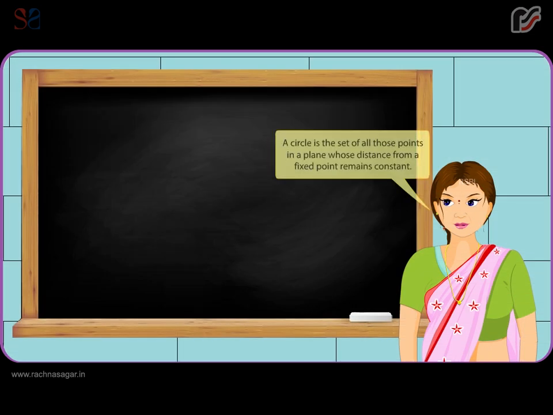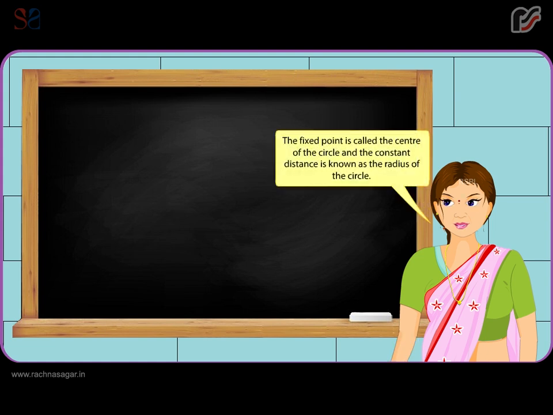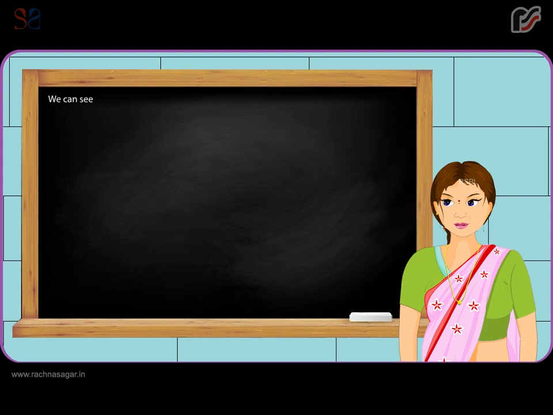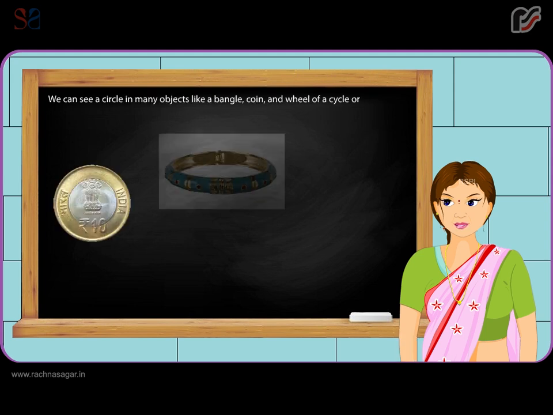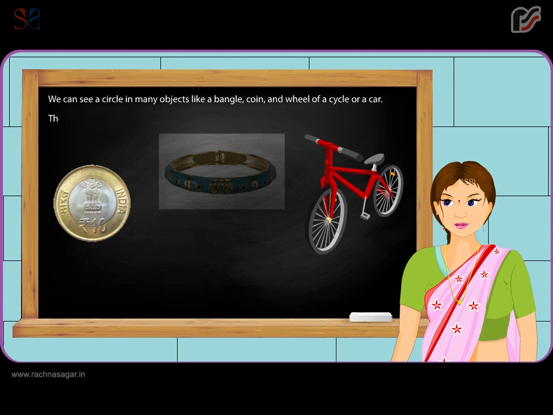Circle. A circle is the set of all those points in a plane whose distance from a fixed point remains constant. The fixed point is called the center of the circle and the constant distance is known as the radius of the circle. We can see a circle in many objects like a bangle, coin, and wheel of a cycle or a car. The sun reminds us of a circle.